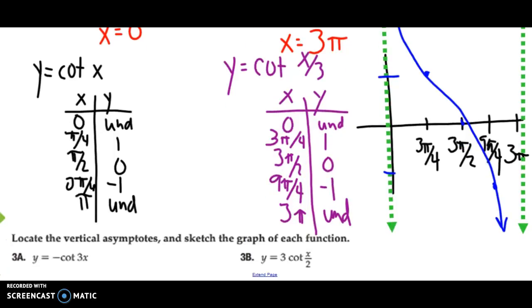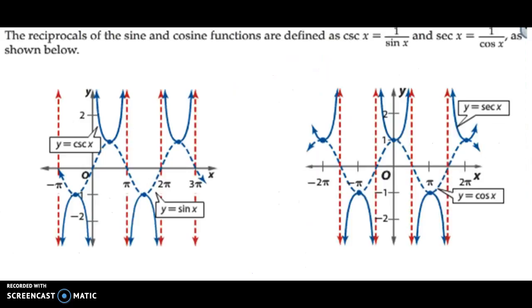There are a couple of examples, 3a and 3b. You could stop the video now and try those. Okay, so we've talked about tangent, we've talked about cotangent. Now what we have to talk about are cosecant and secant graphs.